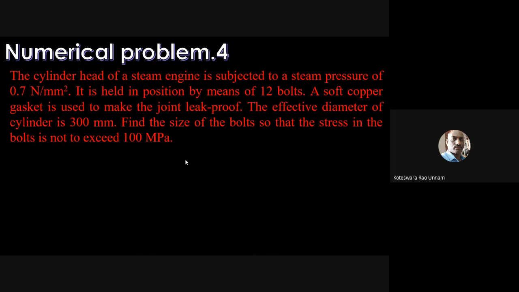The cylinder head of a steam engine is subjected to a steam pressure of 0.7 Newton per mm square, and it is held in position by means of 12 bolts. A soft copper gasket is used to make the joint leak proof. The effective diameter of the cylinder is 300 mm. Find the size of the bolts so that the stress in the bolts is not to exceed 100 MPa.